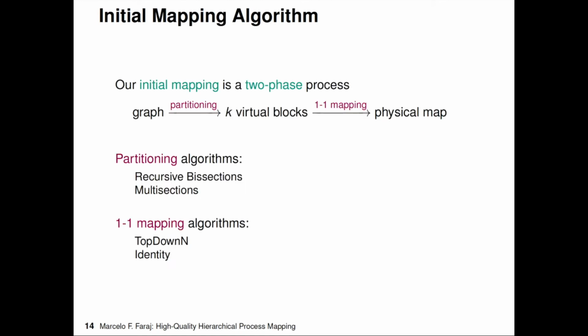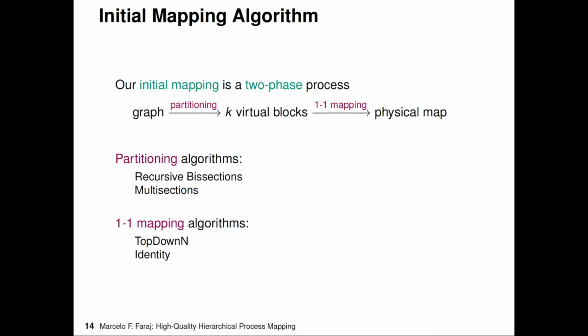Now let's look at our initial mapping algorithms. Our initial mapping is a two-phase process. If you remember well, we said that our method is an integrated method. The detail is that our initial mapping algorithm, the algorithm that we apply to the coarsest version of the graph, is a two-phase process. We take a graph, we partition it into k virtual blocks, and then we map these k virtual blocks in a one-to-one mapping to the physical processing elements.